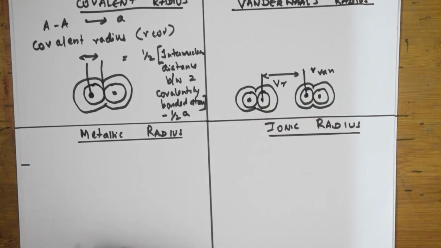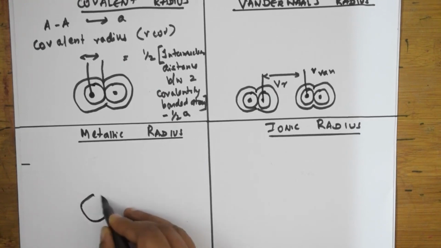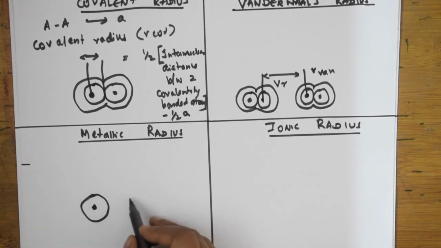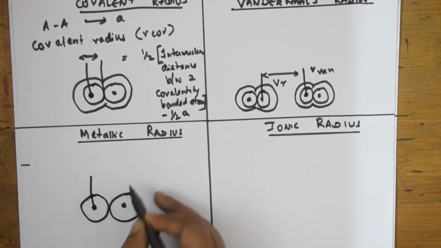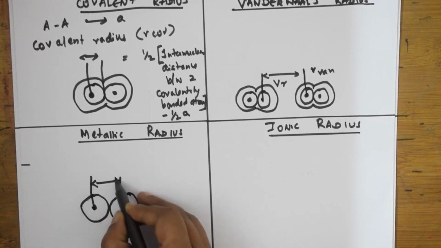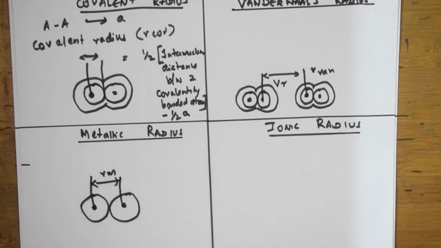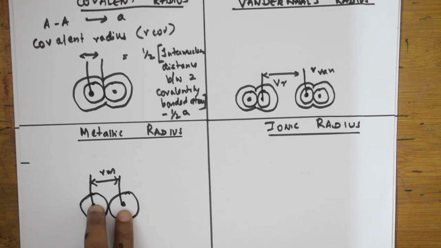Now let us draw metallic radius here. Again I am taking an atom, then I am taking one more atom here. The distance between these two is called RM. R M means metallic radius. Now how should you define it? It is half of the distance between any two successive nuclei, adjacent to each other, of two metal atoms, because these are all metal atoms. So where are these metal atoms placed? In a closely packed crystal lattice.